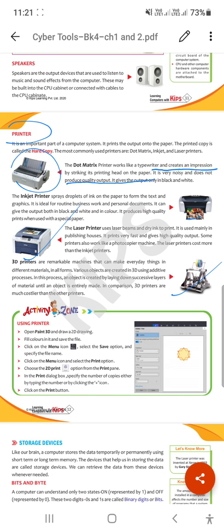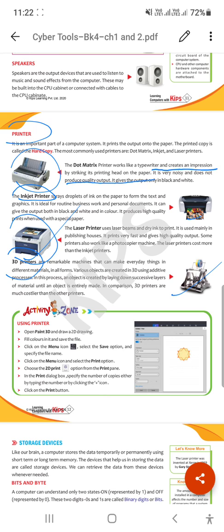An inkjet printer can print black and white and color also, in high quality. Droplets of ink spread on the paper, and it prints in high quality. A laser printer uses dry ink, and with the help of a laser it gives an impression on high quality paper. 3D printers are remarkable machines that can make everyday things, in different materials and all forms, whatever you want to print.